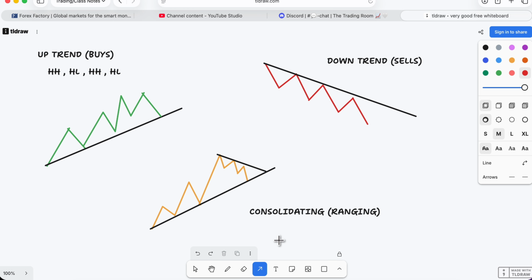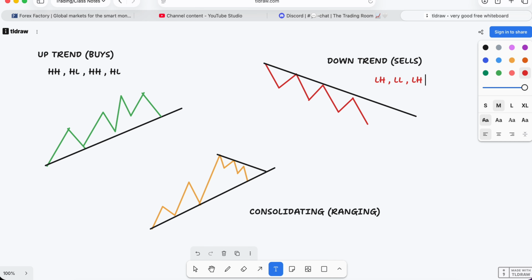On a downtrend, we have a high, we have a low, we have a lower high because this high is lower than this previous high, and then we have a lower low because this low is lower than this previous low. So in a downtrend, we have lower highs and lower lows.